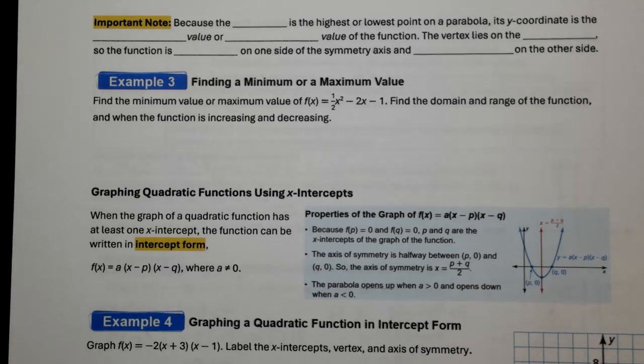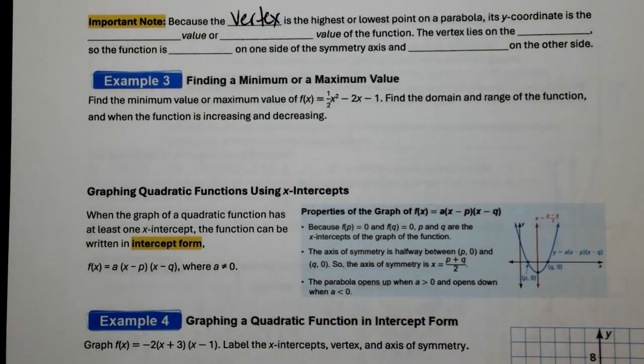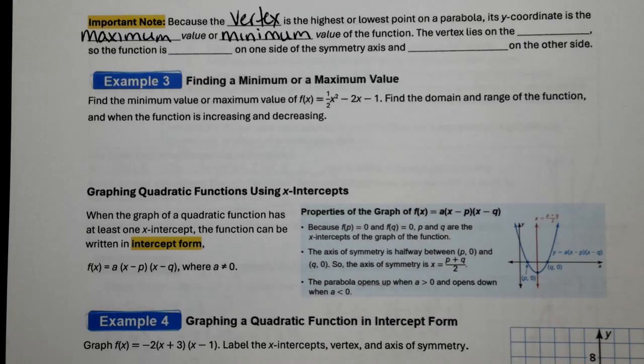All right, so important note. Because the vertex is the highest or lowest point on a parabola, its y-coordinate is the maximum or minimum value of the function. The vertex lies on the axis of symmetry, so the function is increasing on one side of the symmetry axis and decreasing on the other side.